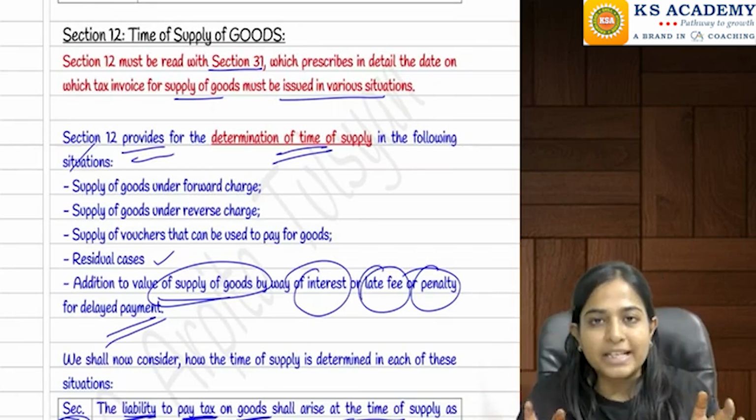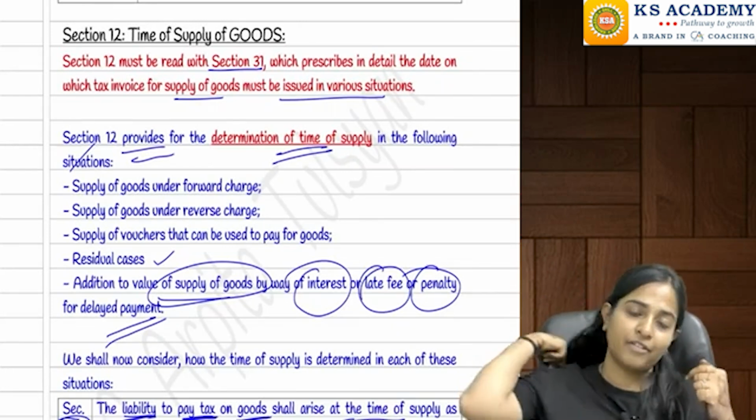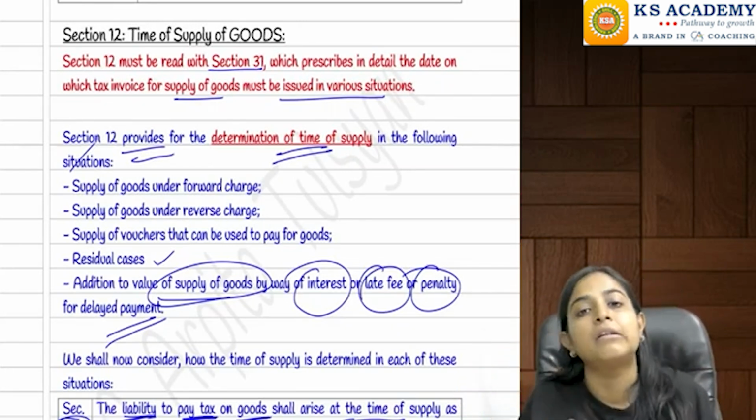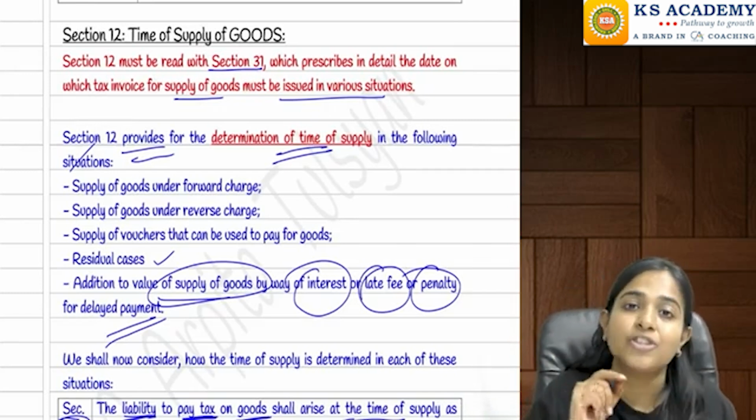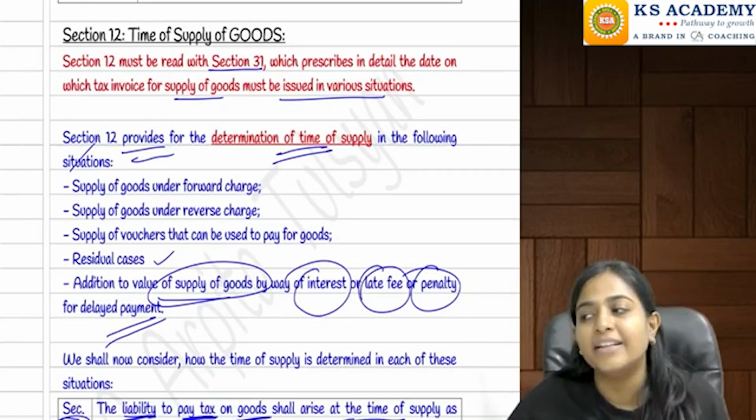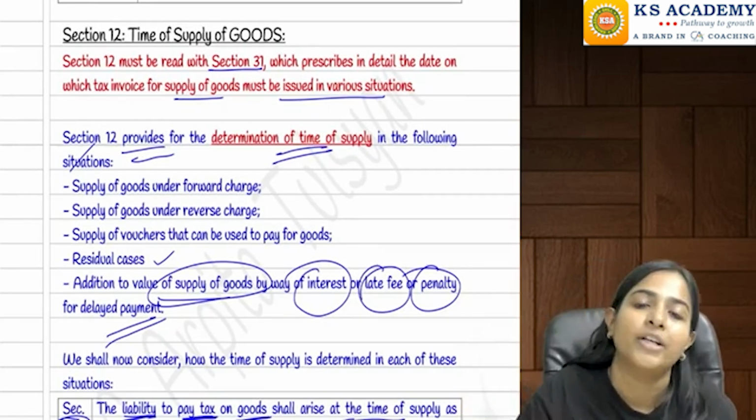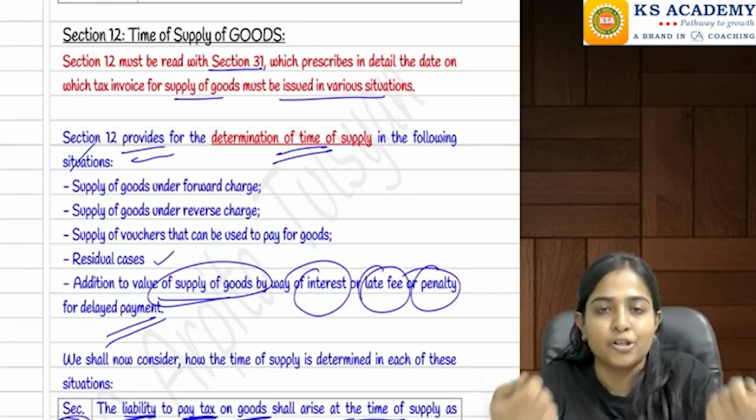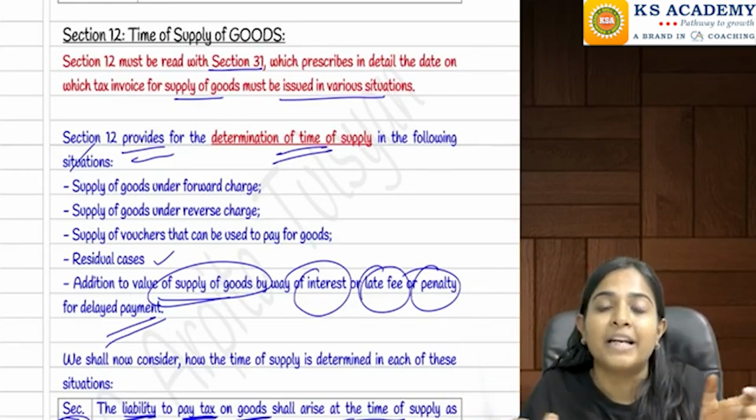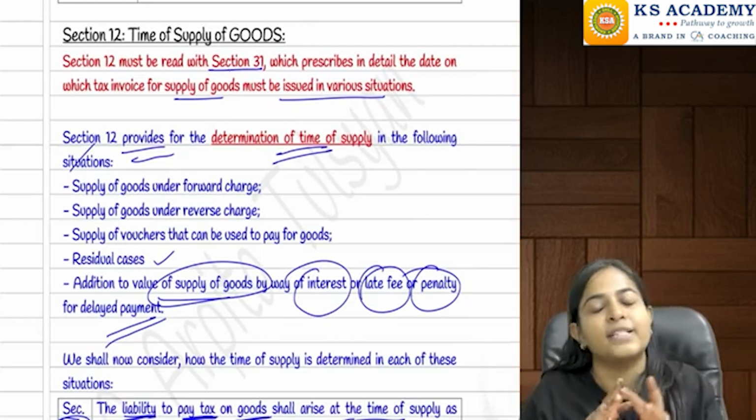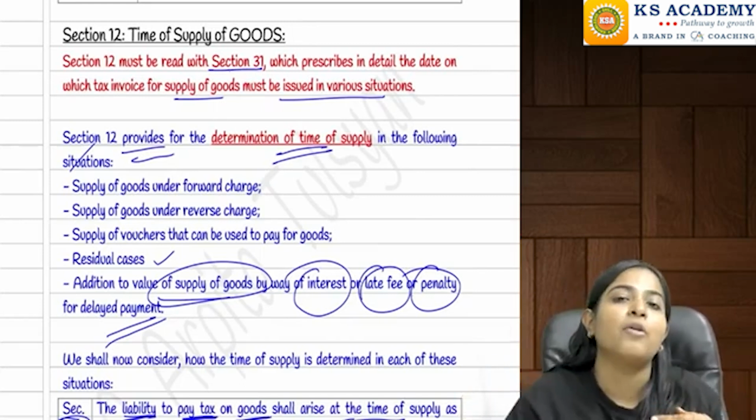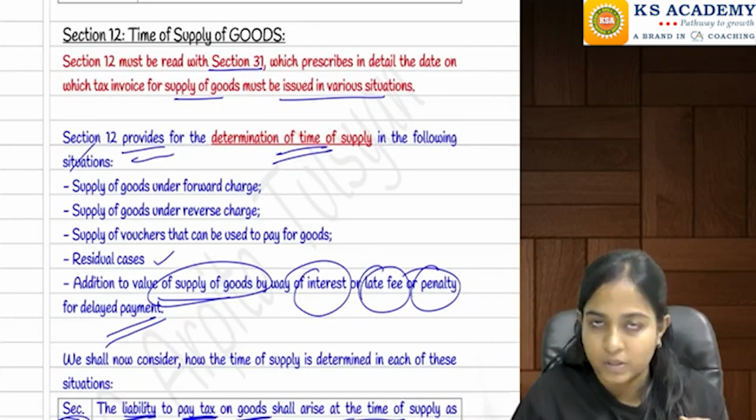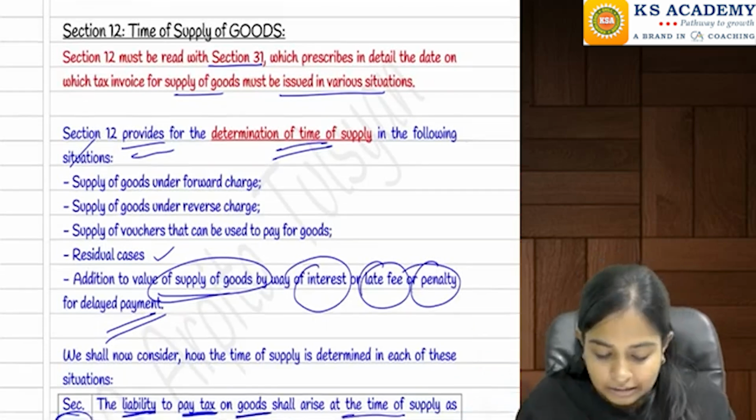Now, whenever we are doing section number 12 of the CGST Act, we have to do it along with section number 31 of the CGST Act, which talks about the tax invoices and the time period within which we are required to issue the tax invoice to the recipient. I am talking about the supplier. The supplier is going to issue the tax invoice. So, what is the time period? What is the last day of issuing the tax invoice, etc.? More provisions about invoices are given under section number 31.